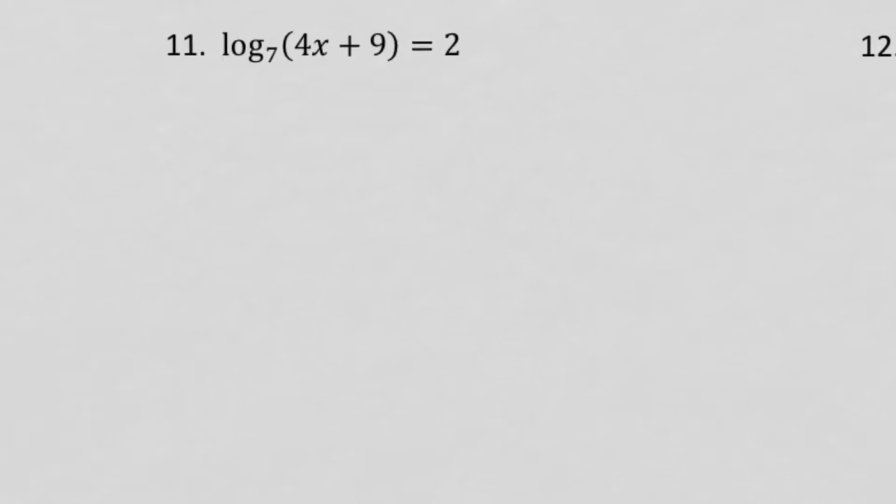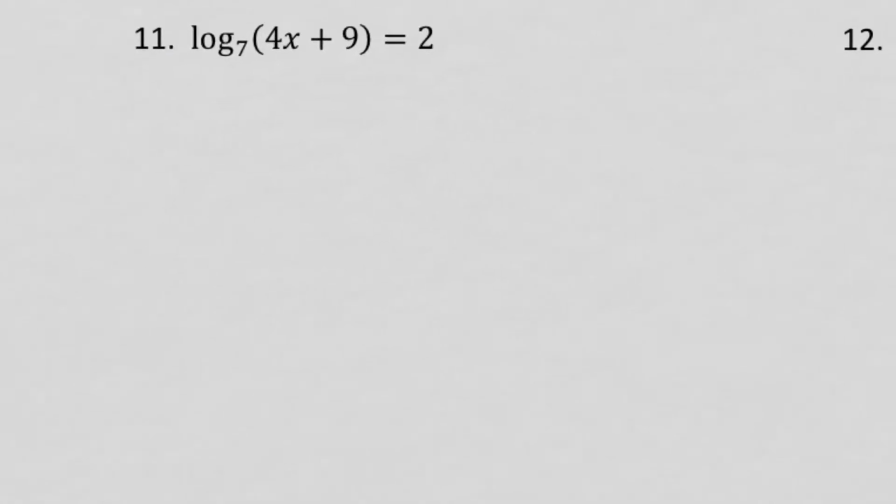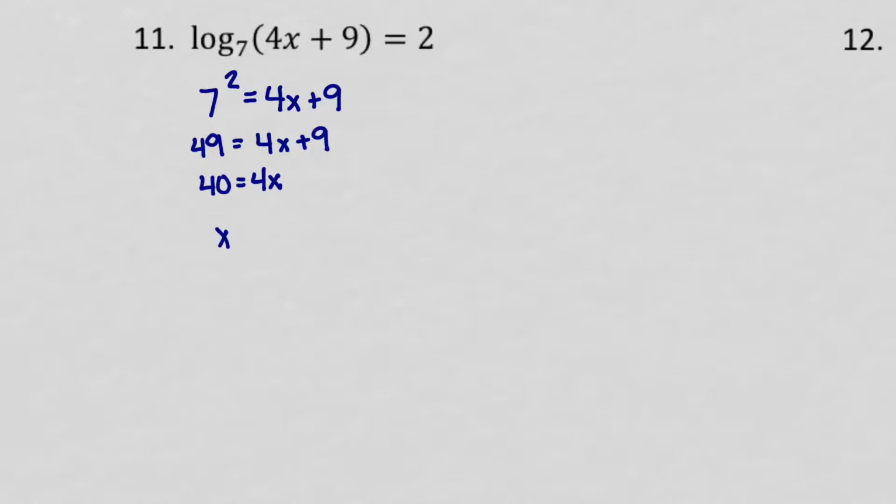Okay. Number 11. This already has the log all by itself. There's nothing outside of my log on the left side. So I can go ahead and change this to exponential form to get the x outside of my log. I know my base is 7. The power of 2 has to equal 4x plus 9. Now this is an equation we know how to solve. We can square 7, and it gets 49. The right side stayed the same. And I do 2 steps here to solve for x. I'm going to subtract the 9, and then I'm going to divide by 4, and I get x is 10.